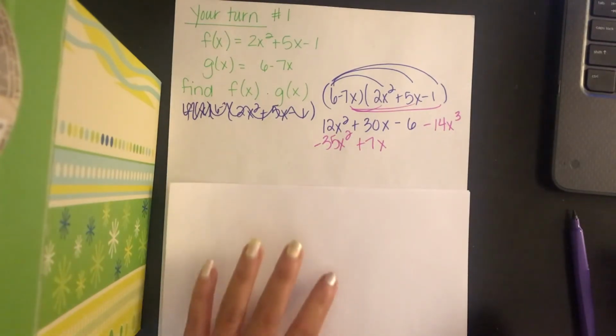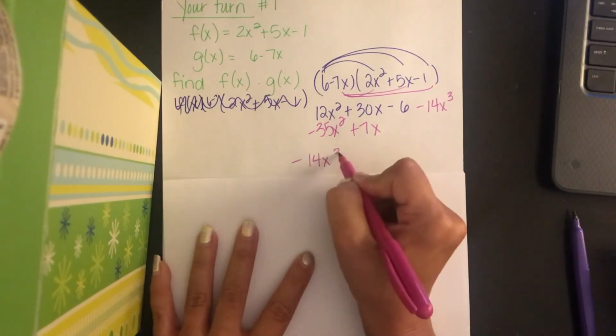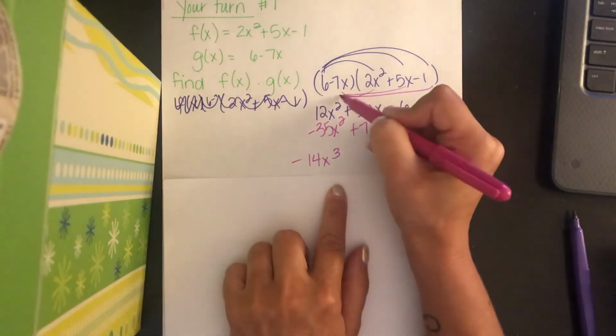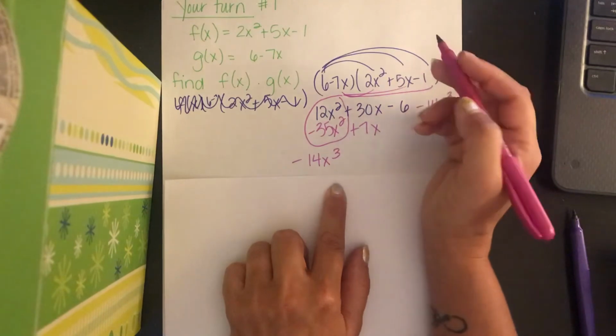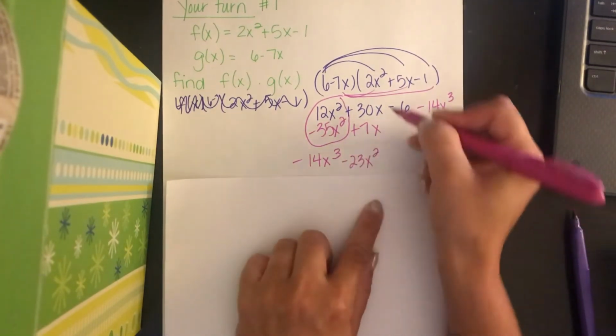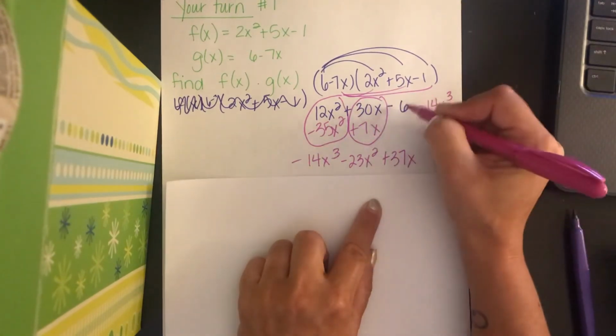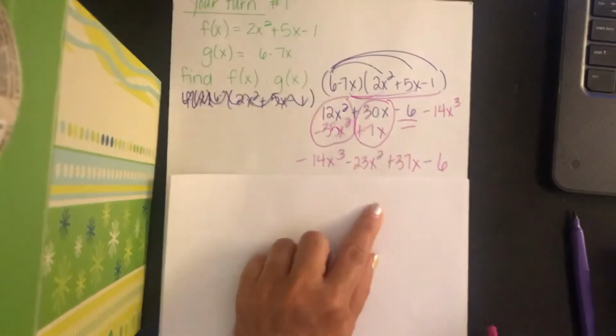So now I have negative 14x to the third. I have 12 minus 35, which is negative 23. 30 plus 7, 37. And then a lonely negative 6.